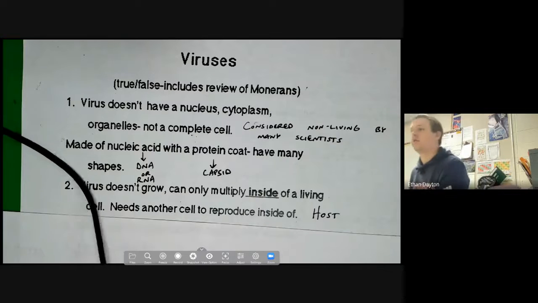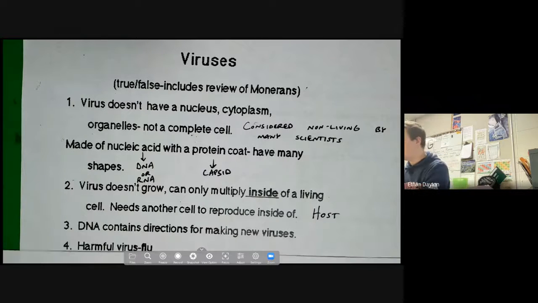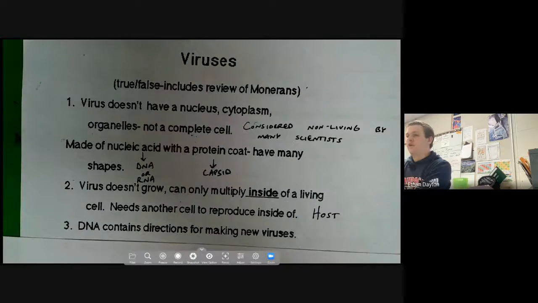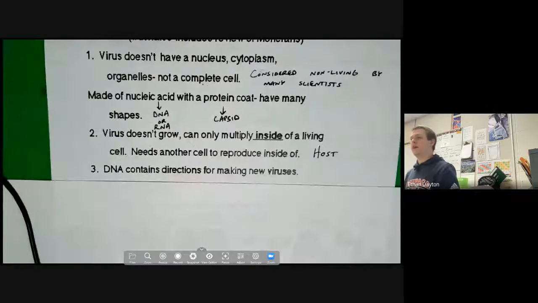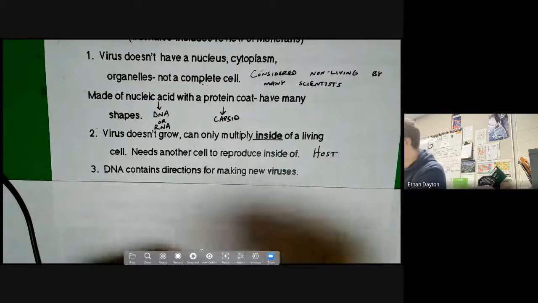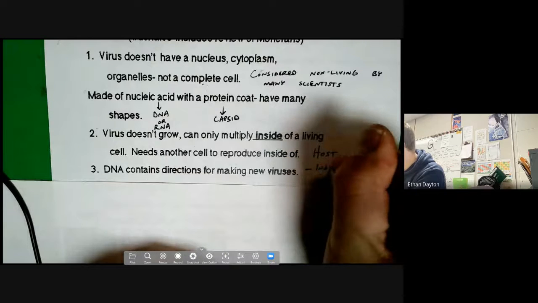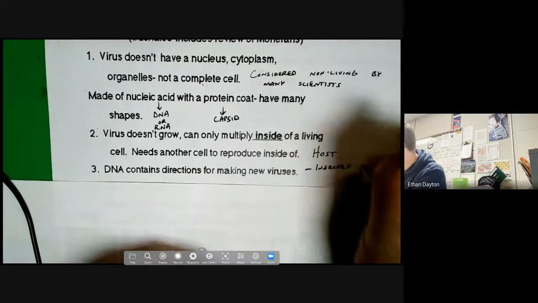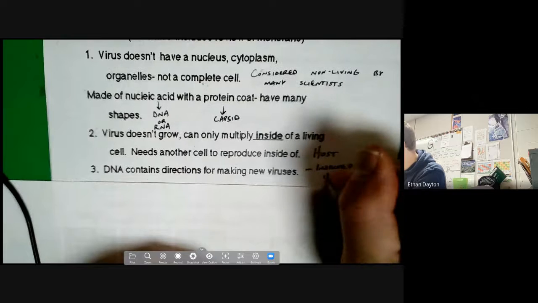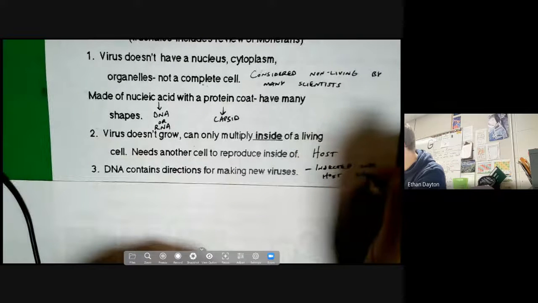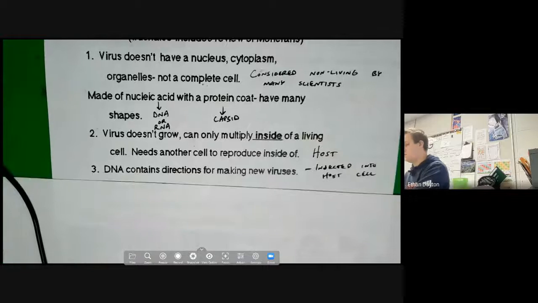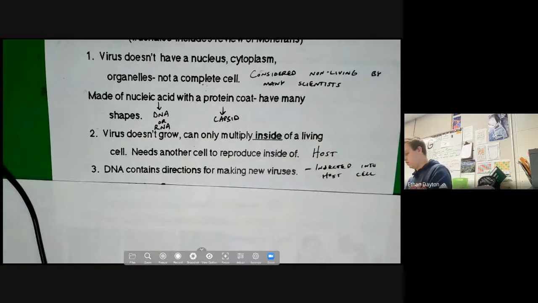All right. Moving on. So the DNA or the RNA contains directions for making new viruses. It injects that into the host cell. That cell says, all right, I'll make more of you. Got tricked.